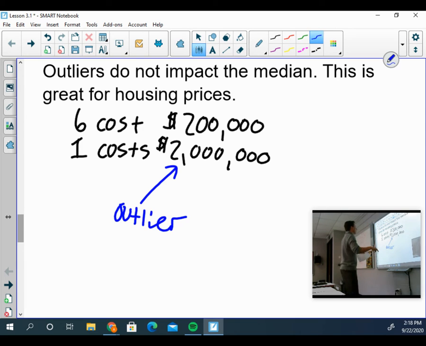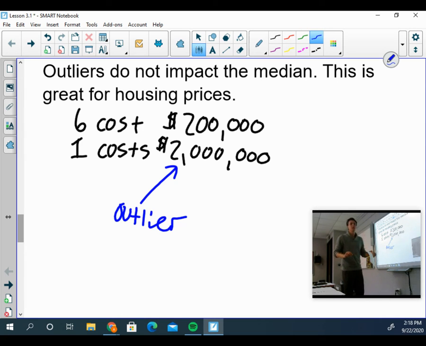Whereas if you found the median, you ordered it, you had 6 $200,000 and then 1 $2 million, immediately that outlier will get ruled out and you'll tell me the median's $200,000. What am I getting at here again? When you have outliers, you want to use the median.